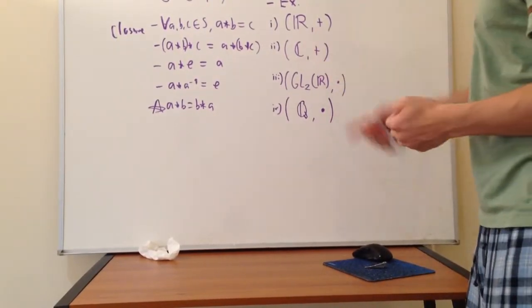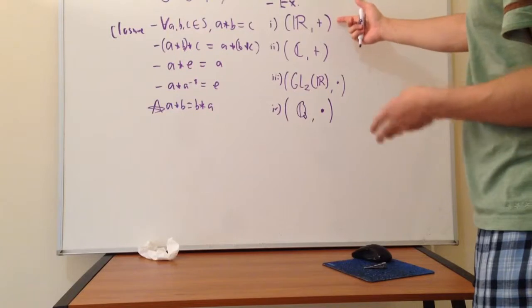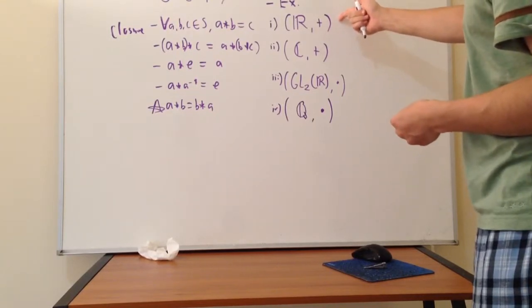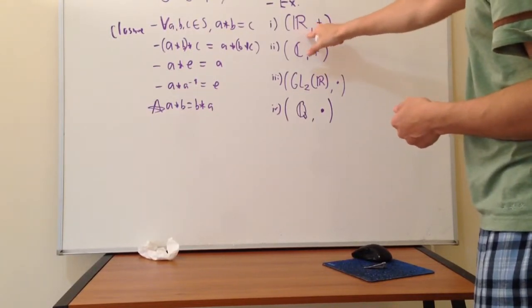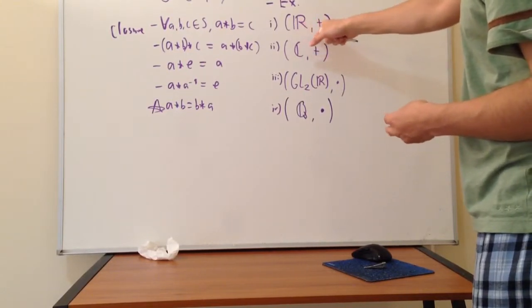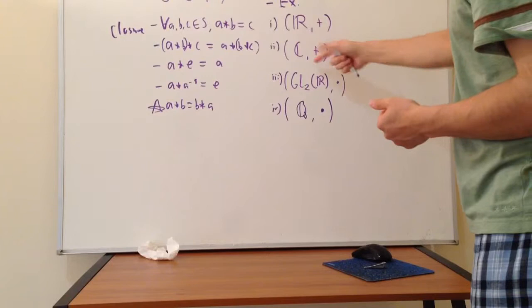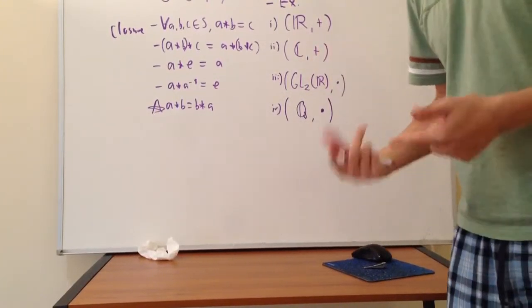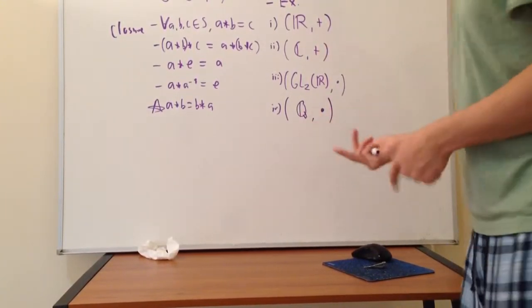So again, over here I have some examples. I talked about this one a little bit already. You have the reals under addition. Typically you write the set, comma, and then the operation you're working with. So we say the reals under addition. Another example would be the complex numbers under addition. That forms a group, and I'll be proving that in subsequent videos.